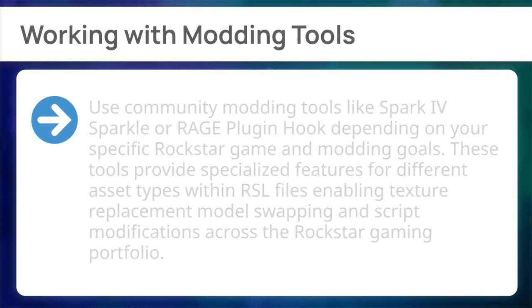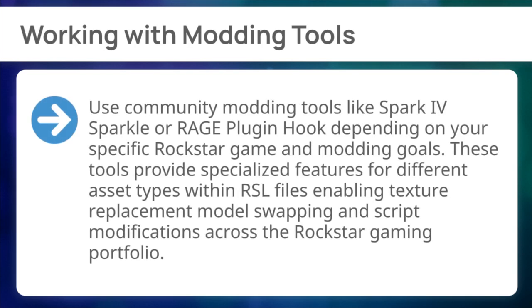Next, working with modding tools. Use community modding tools like Spark4, Sparkle, or Rage Plugin Hook, depending on your specific Rockstar game and modding goals. These tools provide specialized features for different asset types within RSL files, enabling texture replacement, model swapping, and script modifications across the Rockstar gaming portfolio.